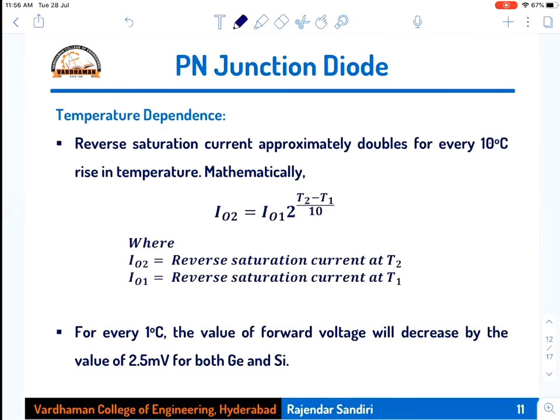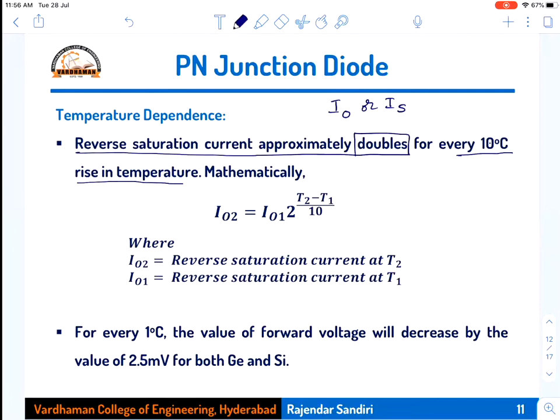Next, the last topic and almost the last slide is temperature dependence. Temperature dependence means this VI characteristics also depends on the temperature. So how reverse saturation current depends upon temperature, we'll see. Reverse saturation current is denoted by I0 or IS. Now, as the temperature increases, for every 10 degrees centigrade rise in temperature, a very, very important point, reverse saturation current approximately doubles.